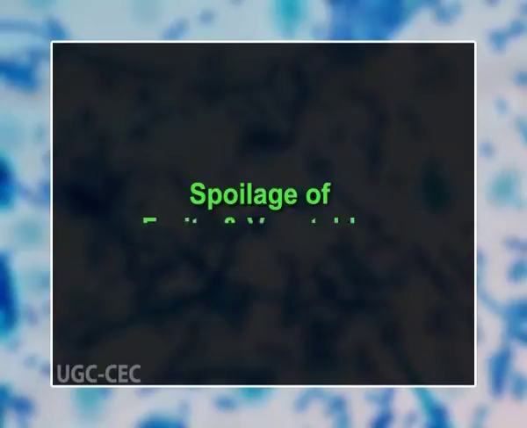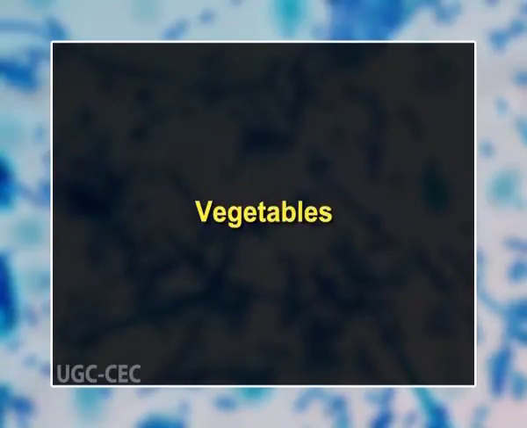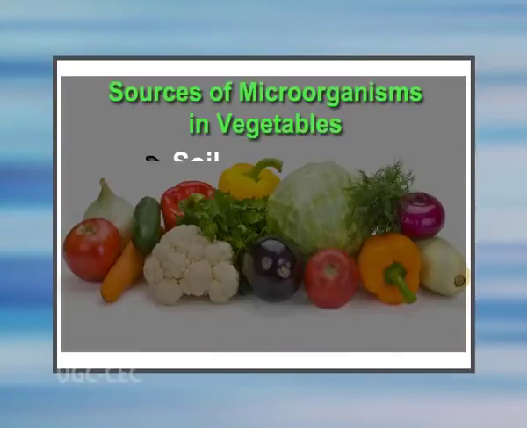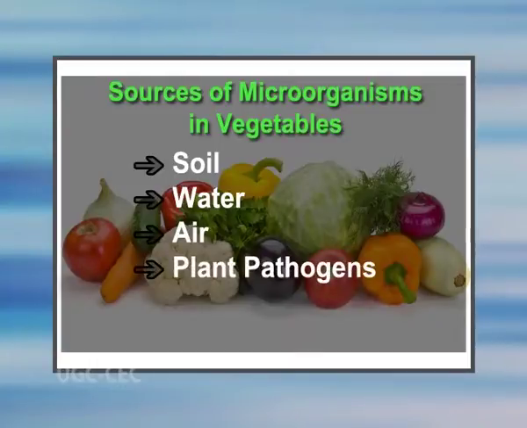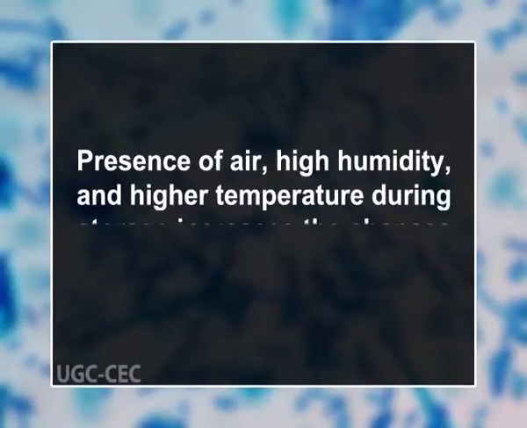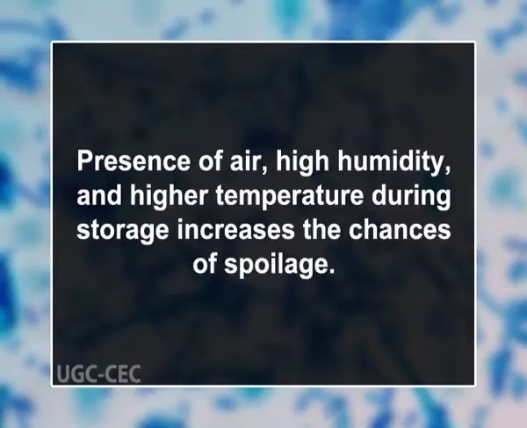Now coming to spoilage of fruits and vegetables. Vegetables. The main sources of microorganisms in vegetables are soil, water, air and other environmental sources, and can include some plant pathogens. Fresh vegetables are fairly rich in carbohydrates, 5% or more, and low in proteins, about 1 to 2%, and except for tomatoes, have high pH. Microorganisms grow more rapidly in damaged or cut vegetables. The presence of air, high humidity, and high temperature during storage increases the chances of spoilage.